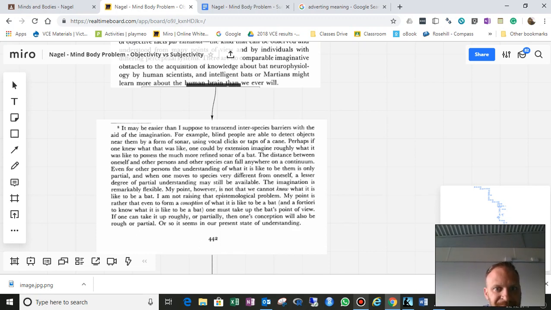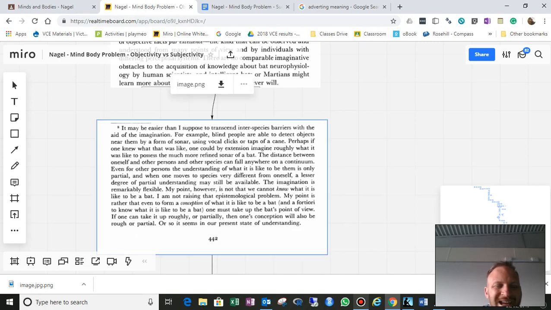Okay. The distance between oneself and another person and another species can fall anywhere on a continuum. Even for other persons, the understanding of what it is like to be them is only partial. And so that's what he's saying, the understanding of what it's like to be is only partial. So there is a degree of objectivity to understanding what it's like to be from the point of view of experience. When one moves to species very different from oneself, a lesser degree of partial understanding may be available.